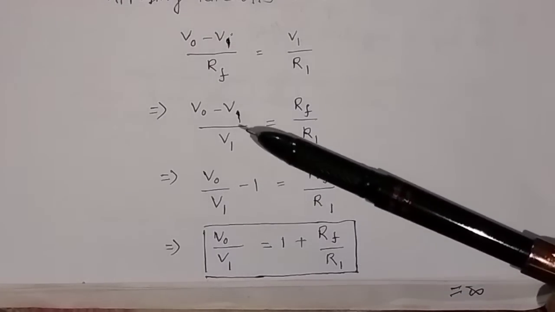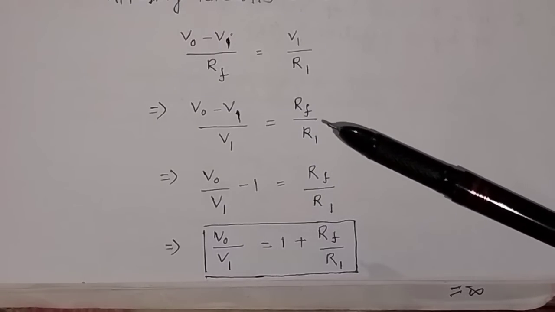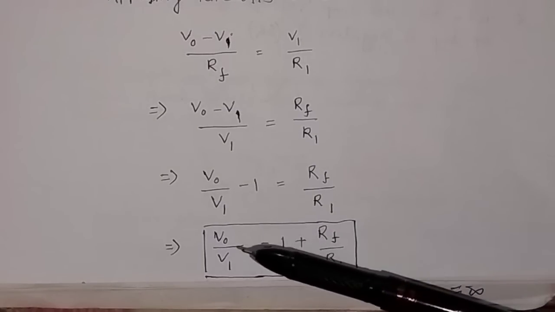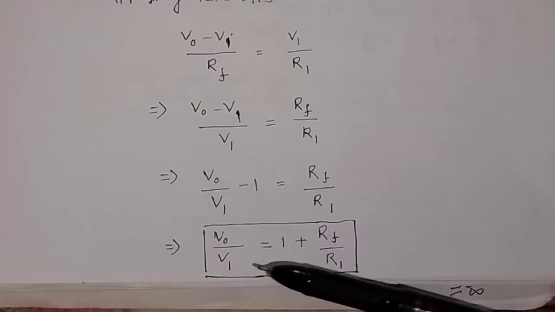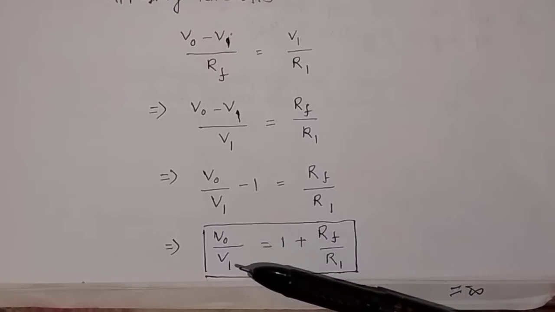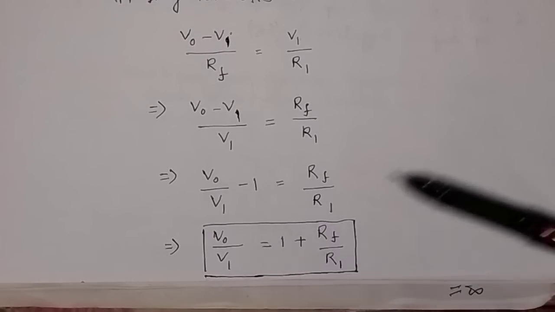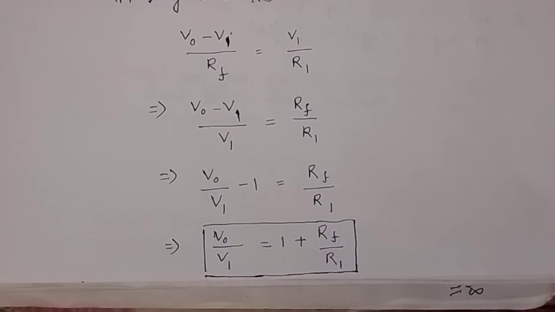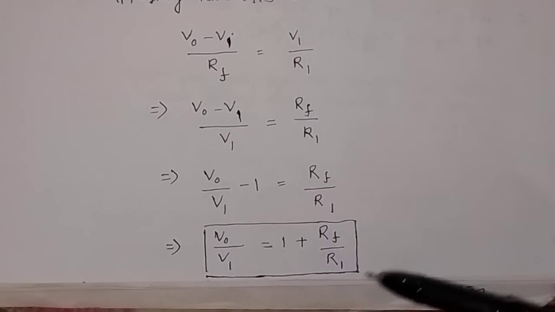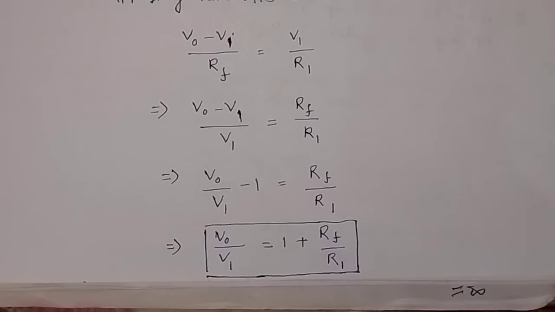So V0 divided by V1 minus V1 by V1, that is minus 1, is equal to RF divided by R1. So what will be V0 by V1? That will be equal to 1 plus RF by R1. And what is V0 by V1? This is the output voltage and this is the input voltage, and the ratio of the output voltage to the input voltage is called the voltage gain. So this is the expression for the voltage gain of the non-inverting operational amplifier.